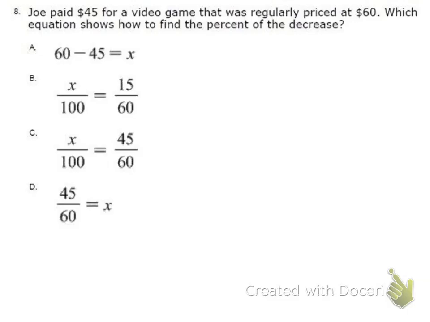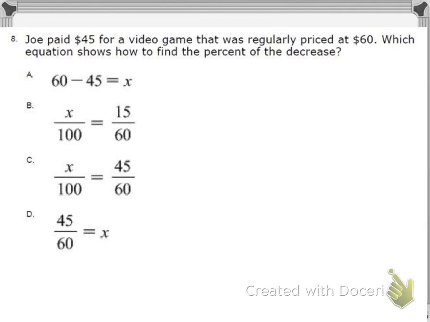Okay, let's look at the next one. Joe paid $45 for a video game that was regularly priced at $60. Which equation shows how to find the percent of decrease? Actually, this is a really bad question because you're not going to have this on your test. But it is over of equals x over 100 is one of the ways to find it.